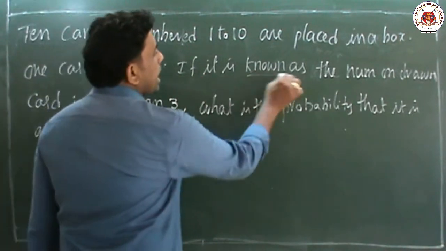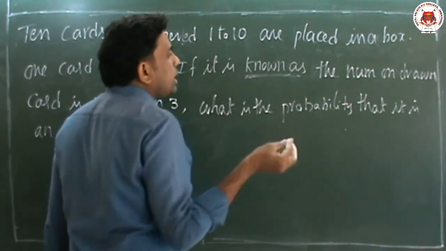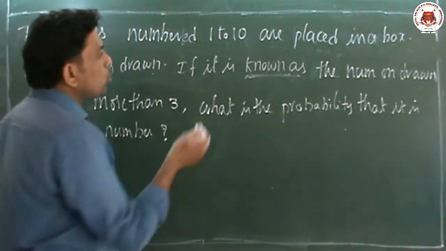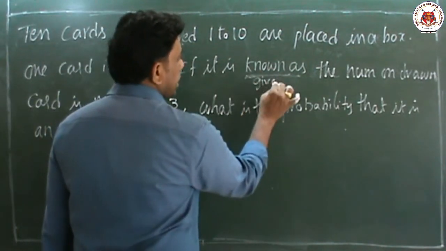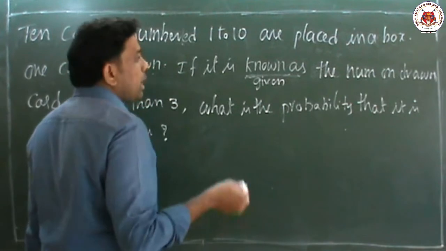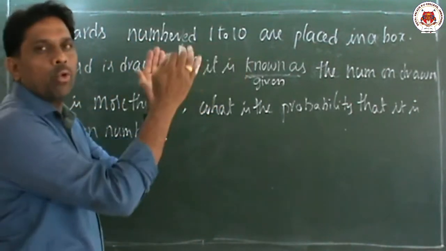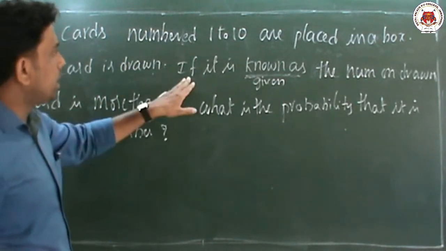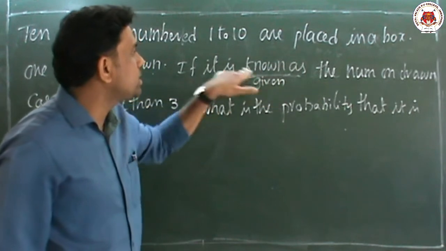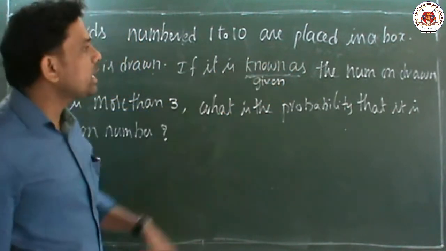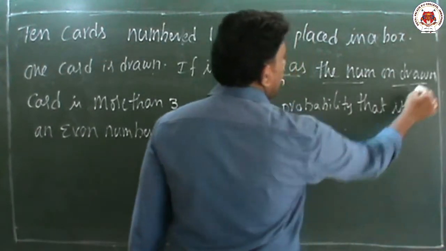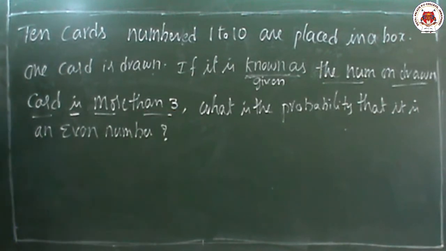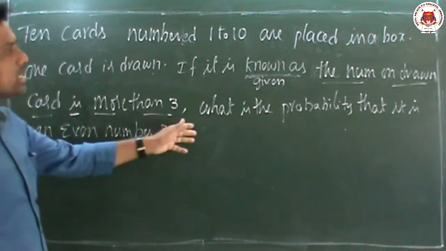If it is known as, known means you need a little bit of knowledge in English. Known as is nothing but given. Already I discussed. After given, whatever the event is there, that event you have to consider as F. Here, if it is known as, it is nothing but given. What is given? The number on the drawn card is more than 3. This is called F. What is the probability?